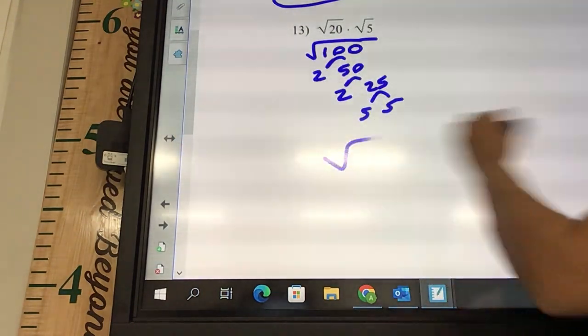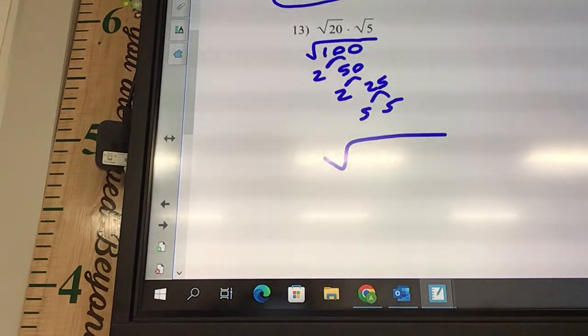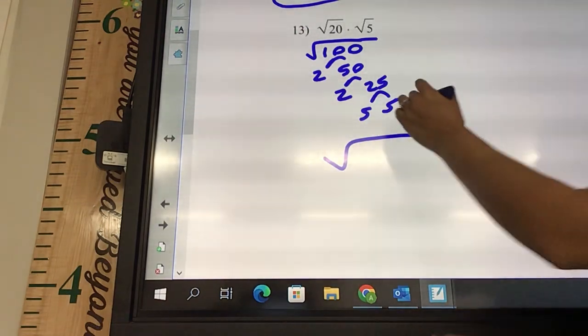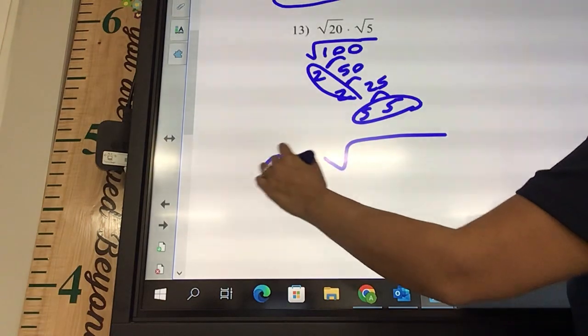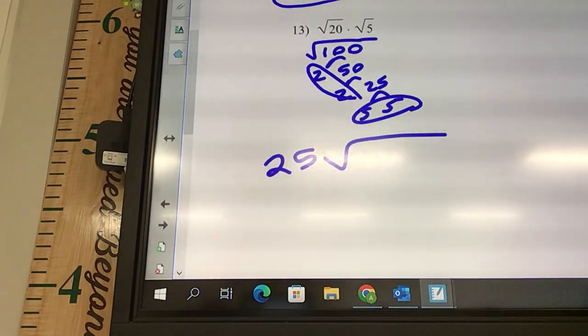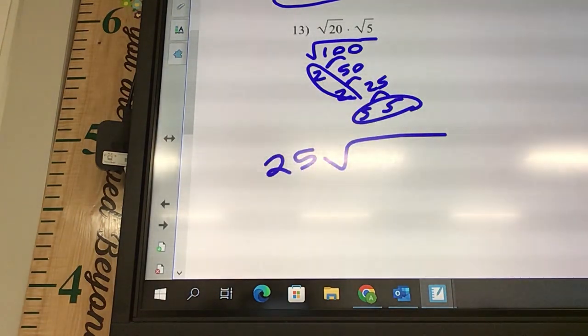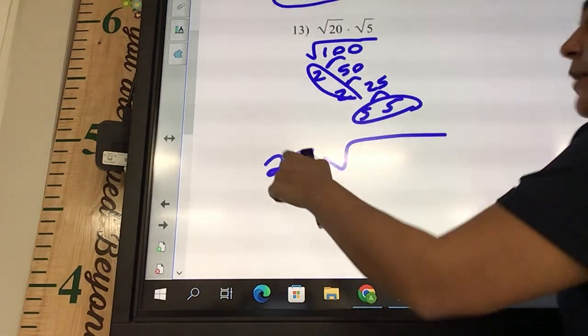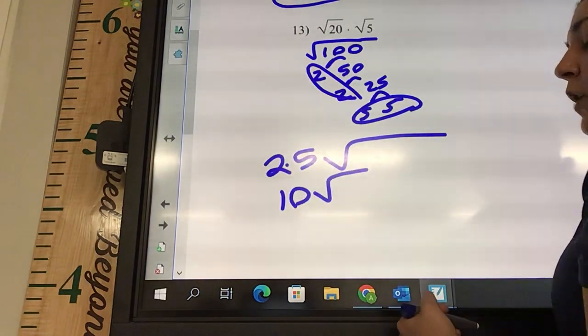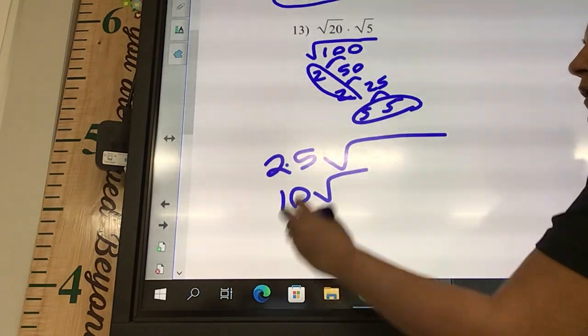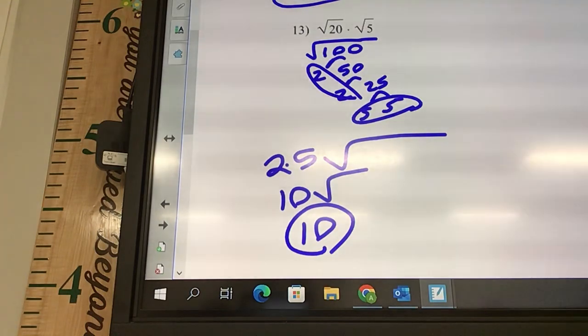Okay, so with that, who can go? A group of 2 and a group of 5s. Who cannot go? No one. What's that mean? If there's no one left over, what does that mean? It means it's a perfect square root. Okay, so this 2 times 5 is going to be 10 with a square root of nothing, which is just 10. Okay, the square root of 100 is 10.